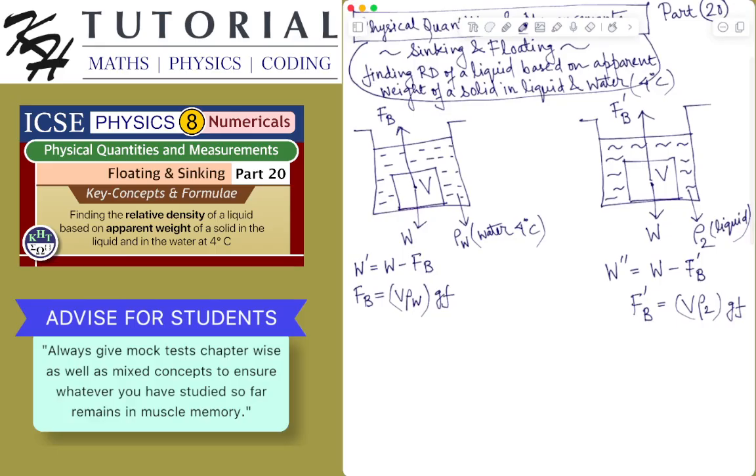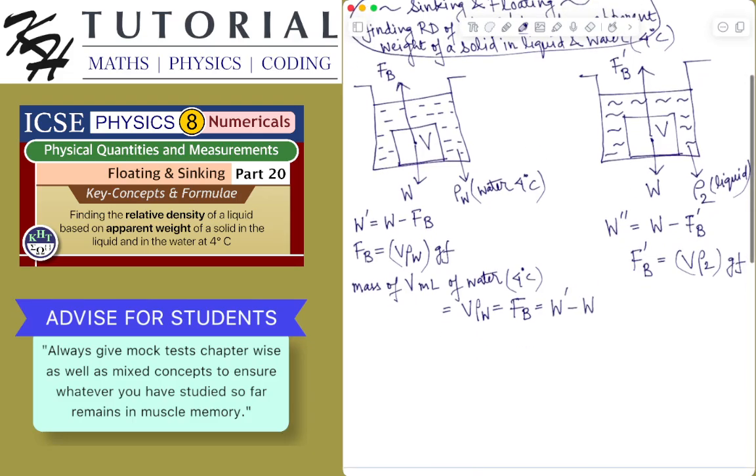Now, definitely we can say that, considering CGS units, if the volume of the body is V mL, then the mass of V mL of water at 4 degrees centigrade is clearly V rho W, which is coming out to be FB, the upthrust acting on the body when it is in water. This is nothing but the apparent weight of the body in water minus the weight of the body in air.